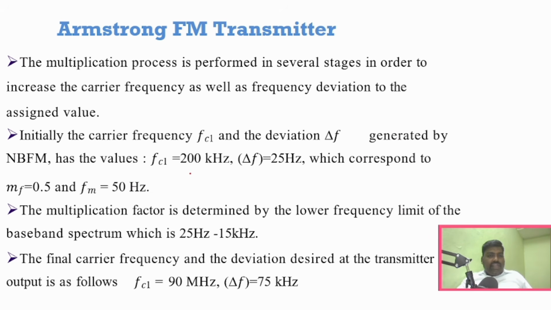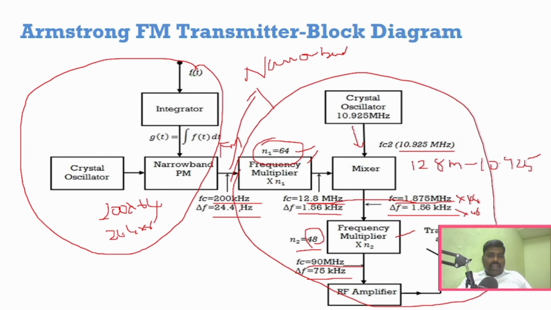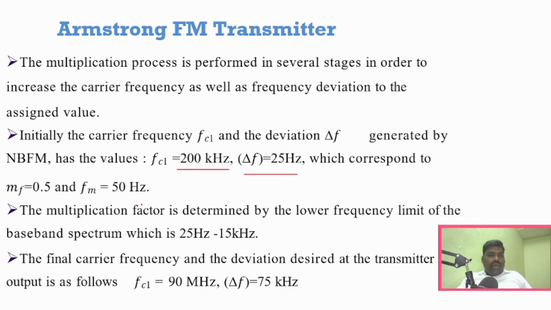The initial carrier frequency is 200 kilohertz, and del F is 25 hertz. That is what we saw, right? 200 kilohertz and 25 hertz. And now, which corresponds to the modulation index is 0.5 and the message signal is 50 hertz.